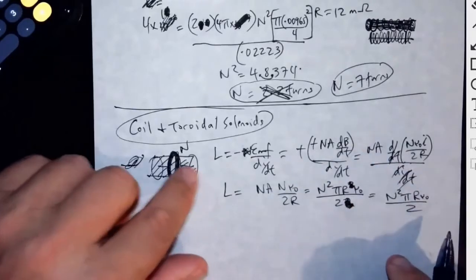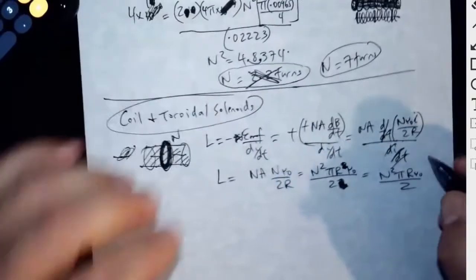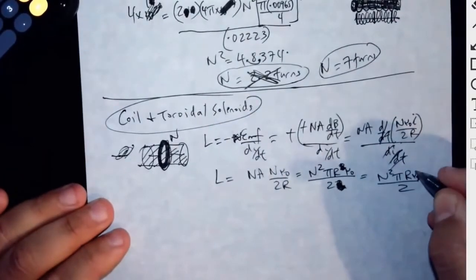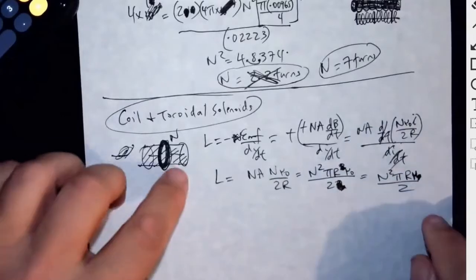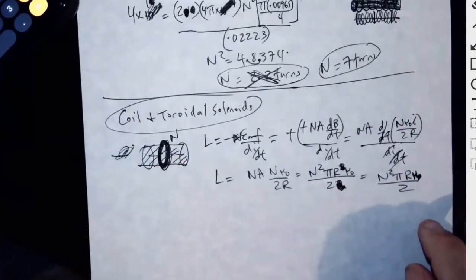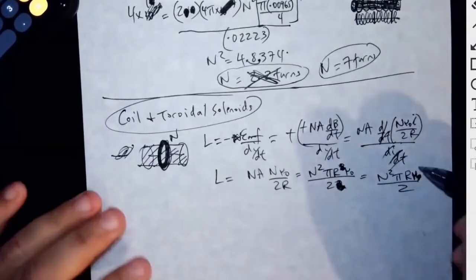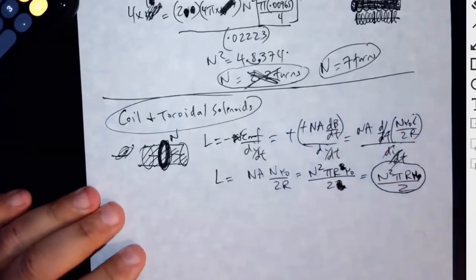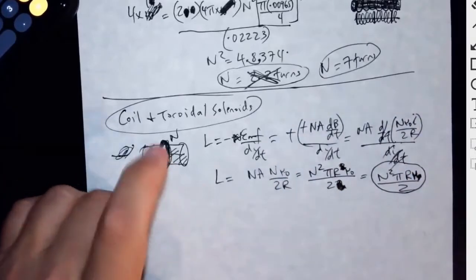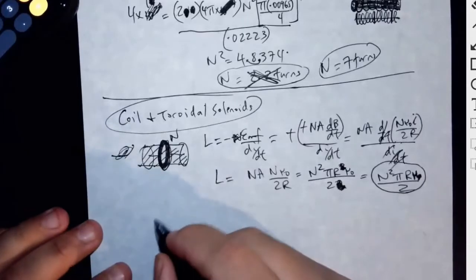Then, of course, if you put a metal material in there, we could just change this to just mu, depending on whatever the relative permeability of that material is. Okay, so then that would be the inductance of a coil. Then a toroid.